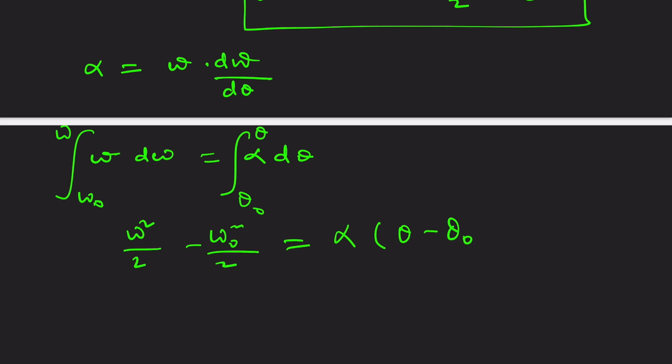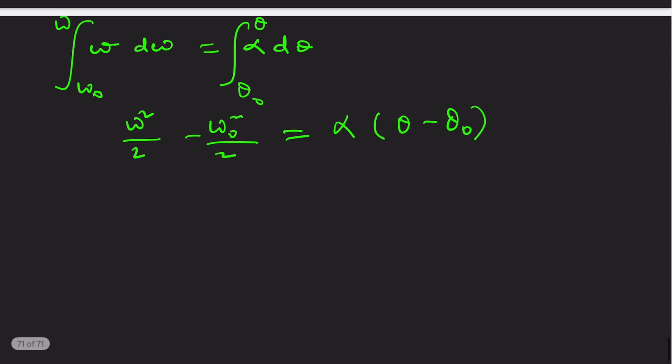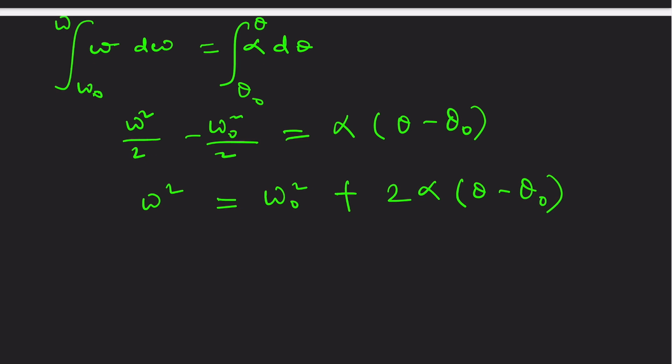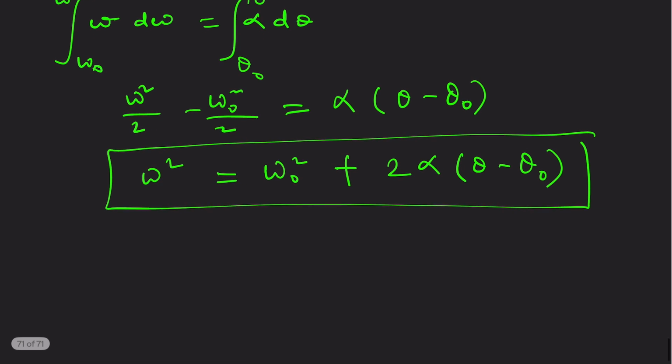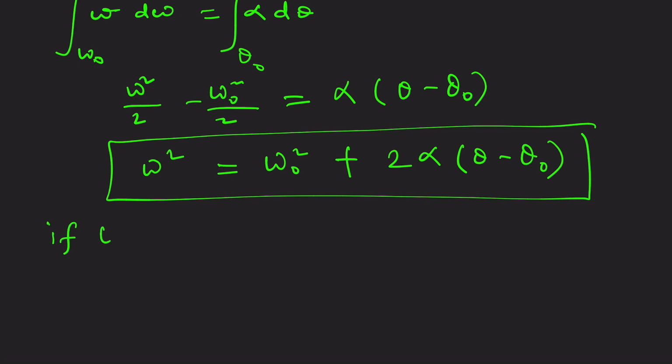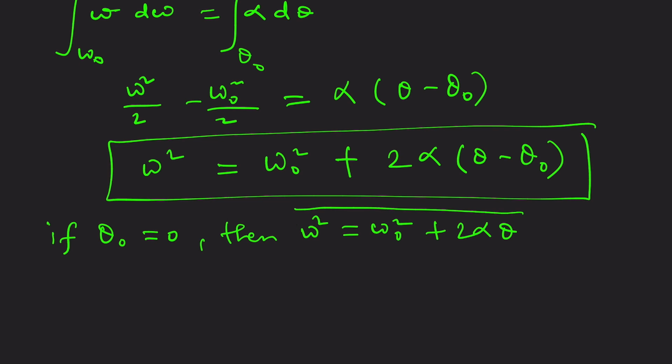theta minus theta naught. Okay, so what we can say, omega square is equal to omega naught square plus 2 alpha into theta minus theta naught, guys. This is the third equation, which is very similar to v square is equal to u square plus 2as. And here, if theta naught is equal to 0, then omega square is equal to omega naught square plus 2 alpha theta. So that is the special case of this equation.